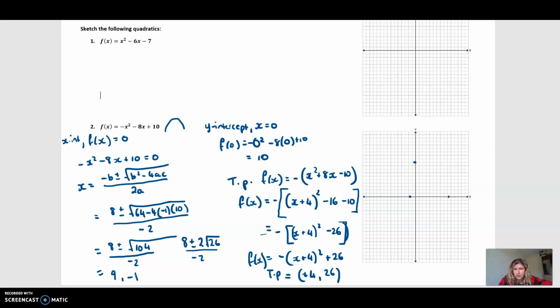Okay, so here you got 1, 2, 3, 4. I don't think 26 is going to be on the graph because I think it only goes up to 20, but we'll just say 26 is around about up there. Okay, and now we can join it up. Okay, and there's the quadratic.